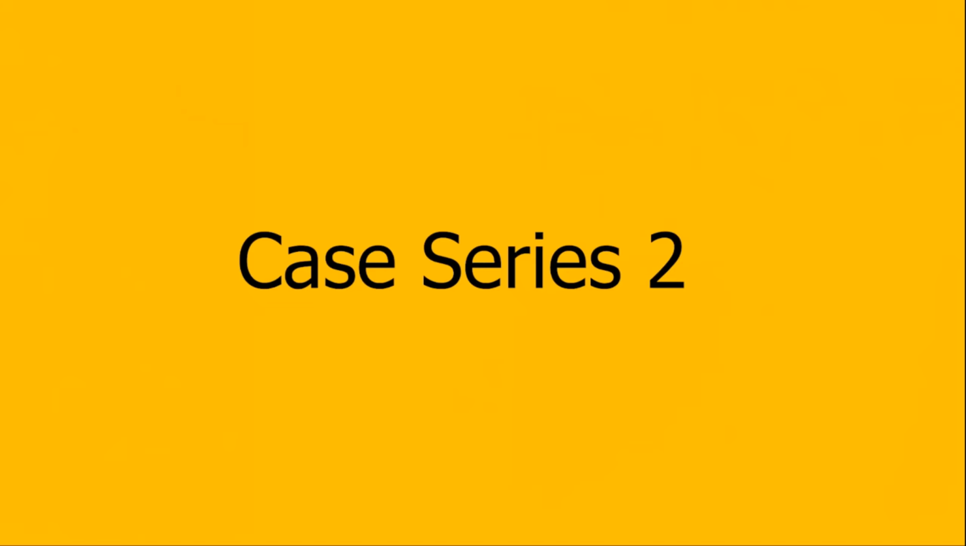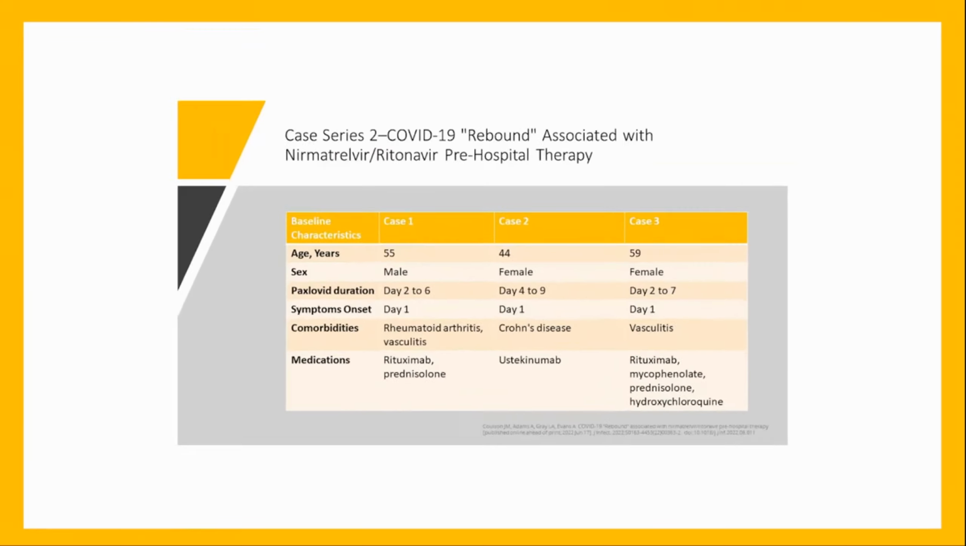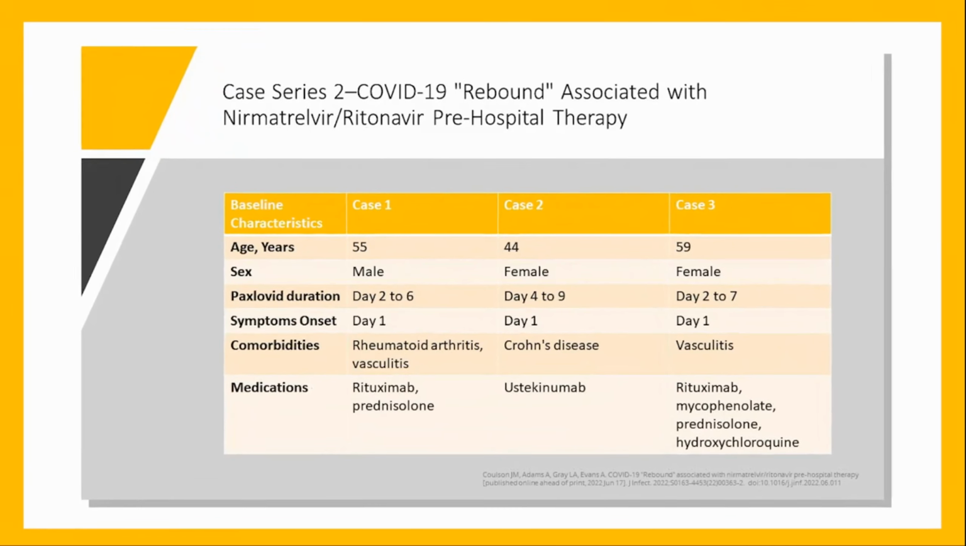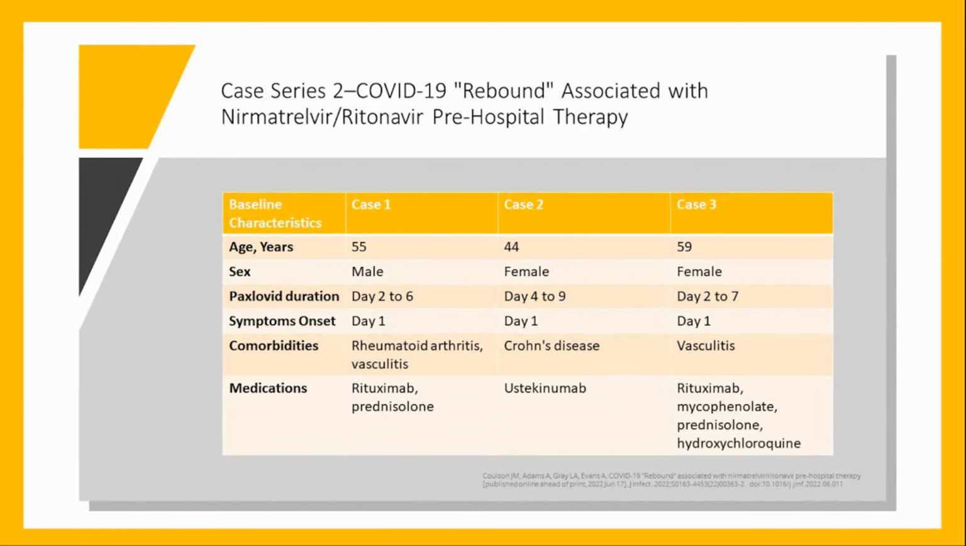In our second published case series, several data points were made available in a short letter to the editor about 3 patients who experienced rebound COVID-19 after nirmatrelvir-ritonavir therapy. Patient ages were 55, 44, and 59 years. Nirmatrelvir-ritonavir was started on days 2, 4, and 2 in these patients, but duration of therapy differed amongst the 3 patients. Each patient also had at least one comorbidity.